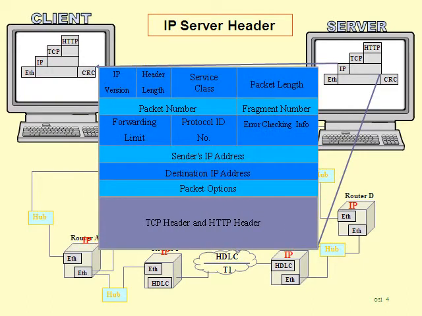Notice at the receiving end, the same IP header will be read, and it'll look at the protocol identifier to determine exactly what upper layer protocol it has to pass the data to, and in this case it would be protocol ID 6, which identifies TCP.